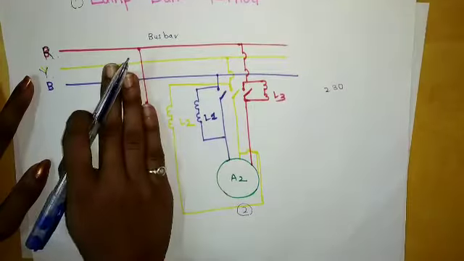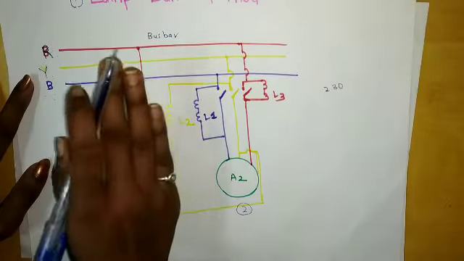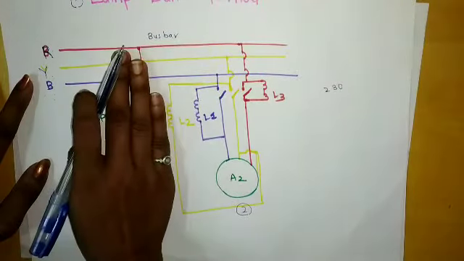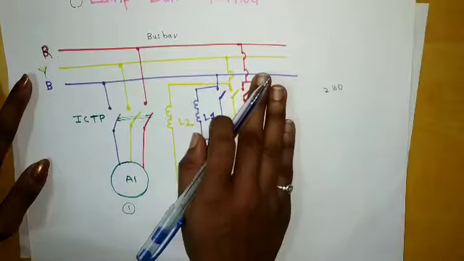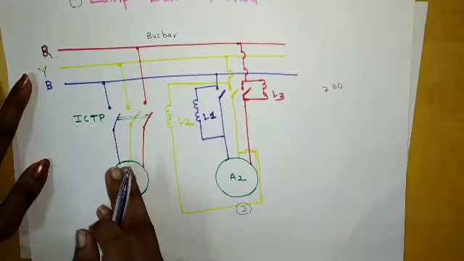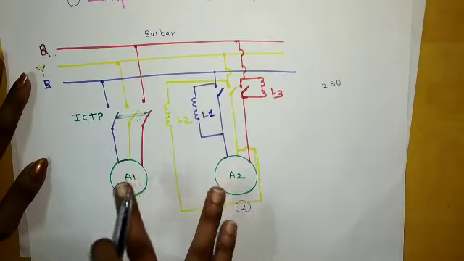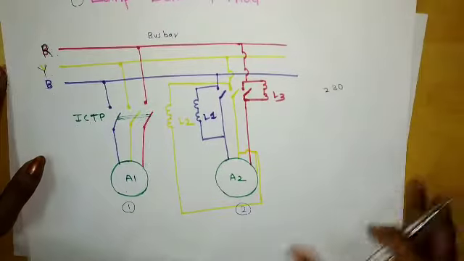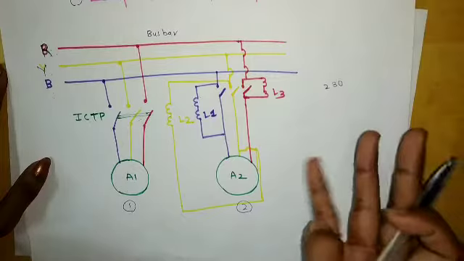This is the first alternator, and this is the second alternator. The first alternator is already existing, and this second alternator we are going to connect parallelly to the first alternator. We are going to do parallel operation of three phase alternators. So we will check voltage and frequency by using a voltmeter and frequency meter.